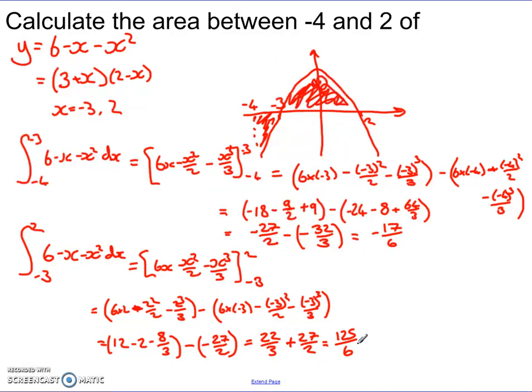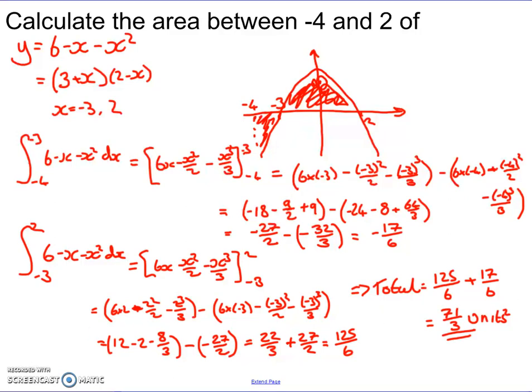Now I've got to combine the two of them. So now I have to say the total area is equal to the 125 over 6 plus this area here, the 17 over 6. Remember, we ignore the negative and we add the two of them together. Add the two of those together and simplify as much as you can. You get 71 over 3 square units.